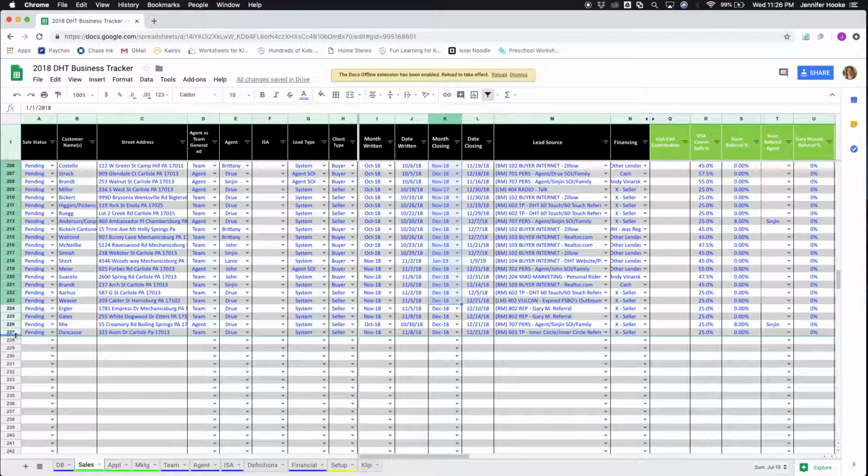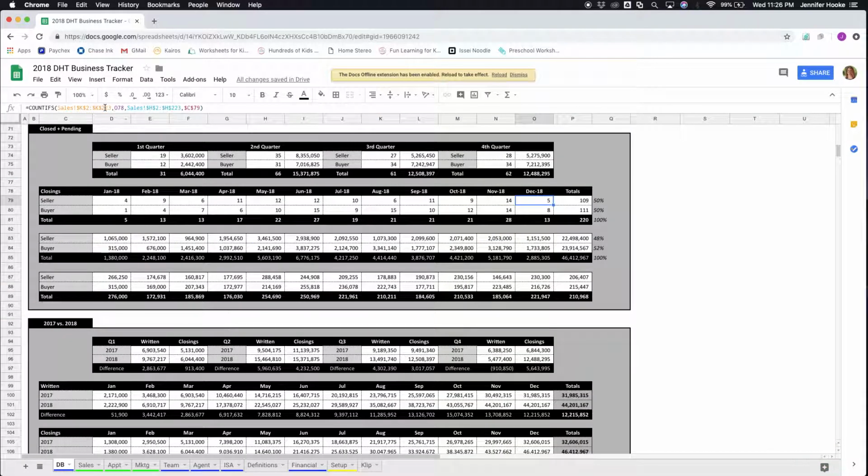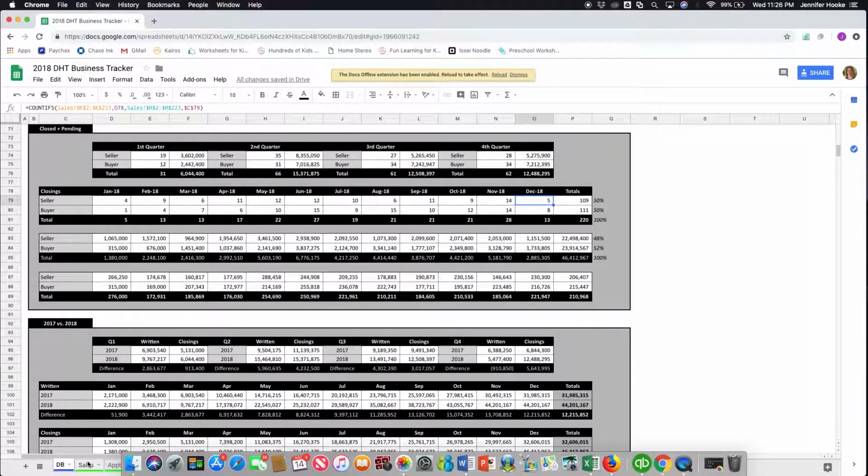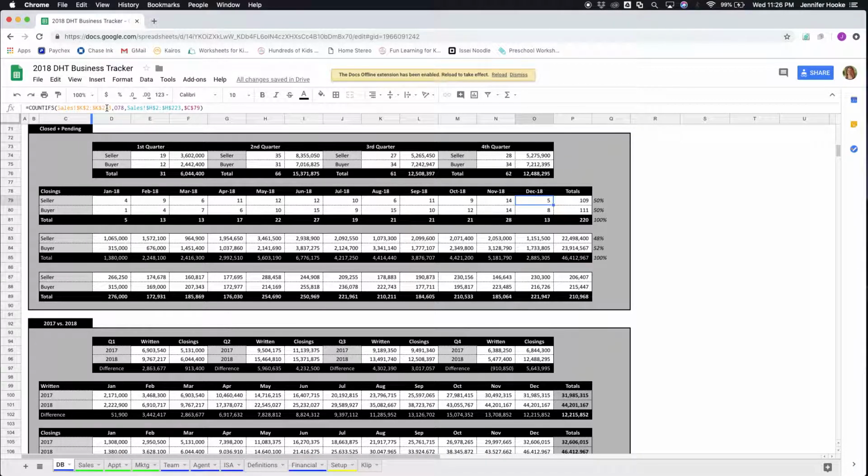So it's obviously missing these last 4 transactions. And if I look, all 4 of those transactions are seller side transactions. So it's not including all the transactions. So what we have to do is change this formula over here so it expands through all the transactions that we have. So we have to change this 223.